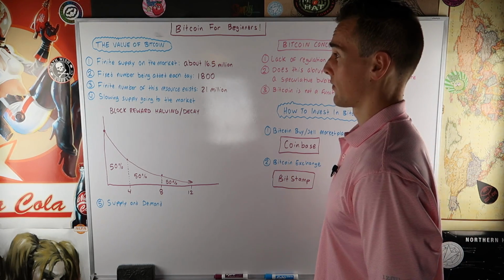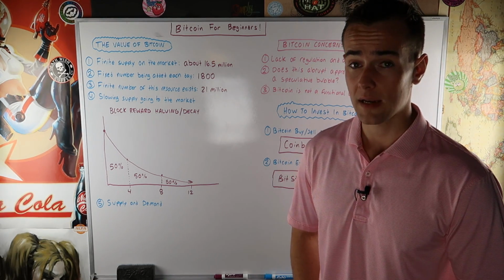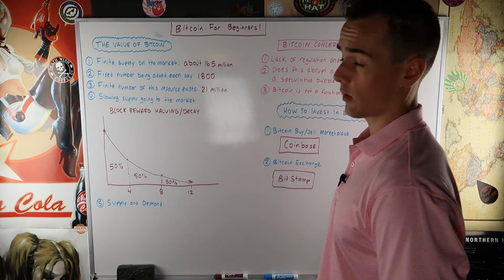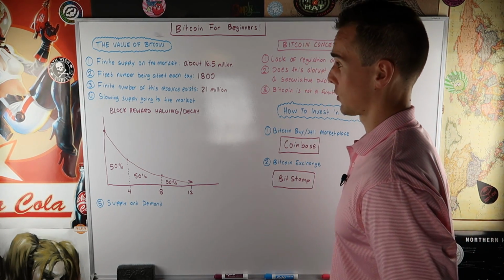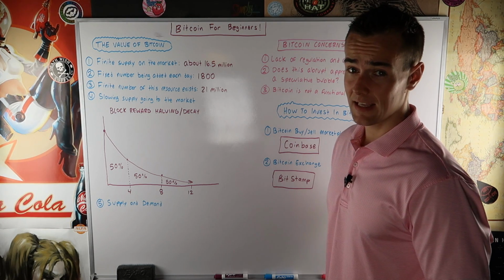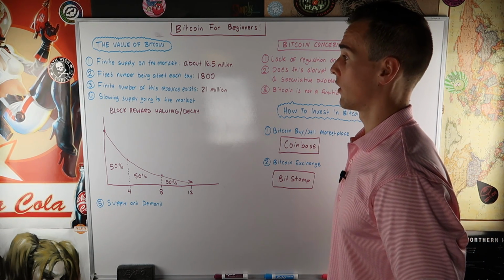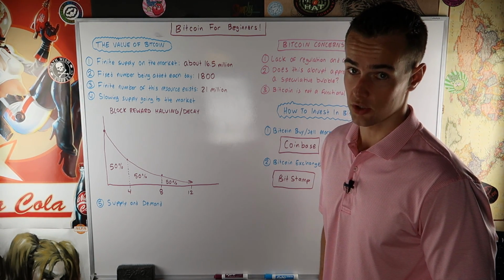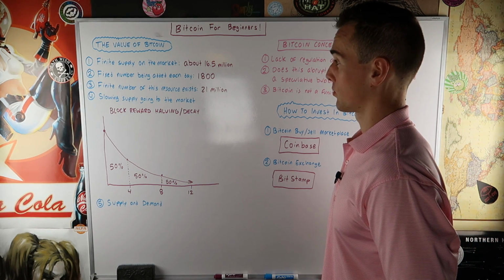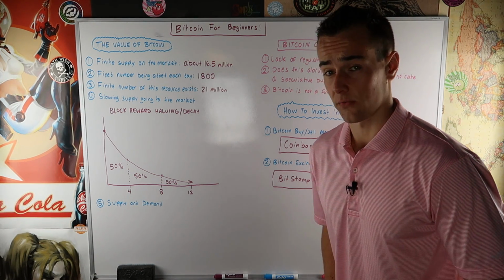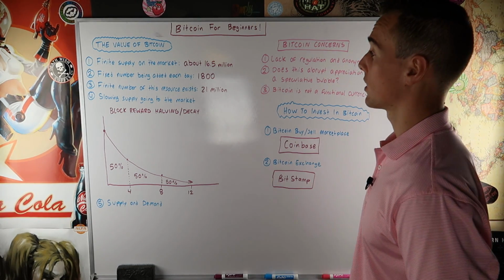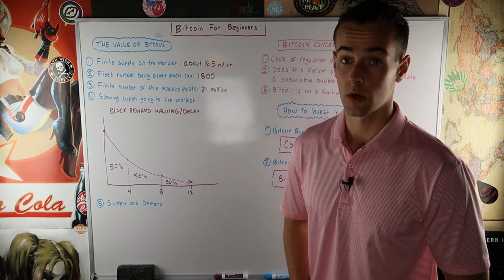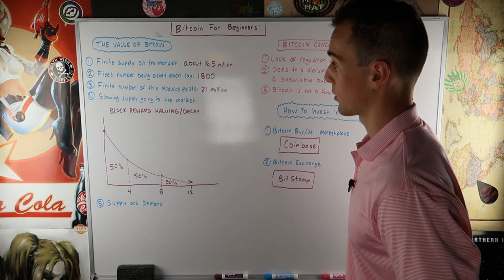Number one is the fact that there is a finite supply on the market. So right now there are roughly 16.5 million, I think we're just shy of 16.5 million Bitcoins on the market. Secondly is the fact that there is a fixed number of Bitcoins being added to the market each day. That would be 1,800 per day. Number three is the fact that there is a finite number of this resource that exists, which is 21 million Bitcoins. There will never be any more than 21 million based on the algorithm.